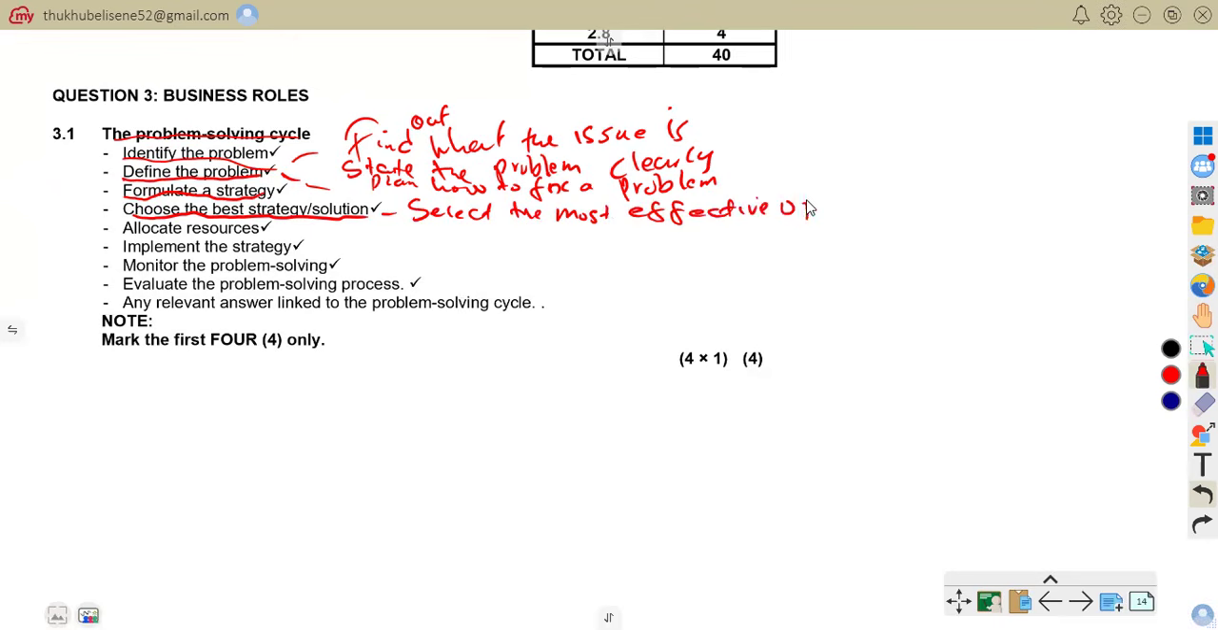Effective option. So by selecting the most effective option, that is when you upgrade materials, you add quality checks. Then allocate resources now. You implement the strategy, you monitor the problem solving, you evaluate the problem solving process. So any relevant answer related to the problem solving cycle is acceptable. Good.